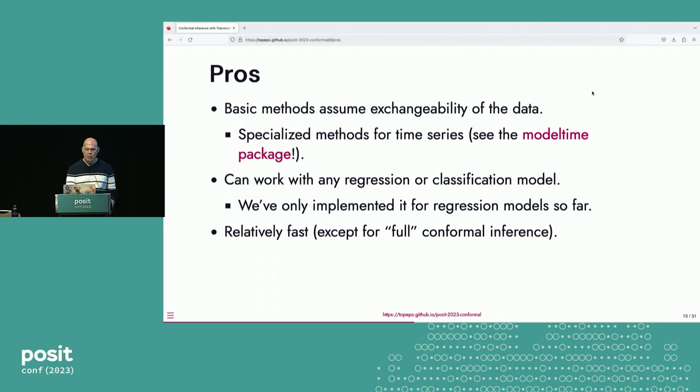It can work with any type of regression or classification model. But so far in the probably package, I've only implemented it for regression. So we're working on that. And it's relatively fast. There are a couple of different methods I'll show you, and they're all relatively fast to both train the conformal interval method and to make new predictions. There's one called full conformal, which is the one that honestly makes the most sense to me for how this works, but it's abominably slow. So we have that in Tidymodels, but you probably don't want to do that.